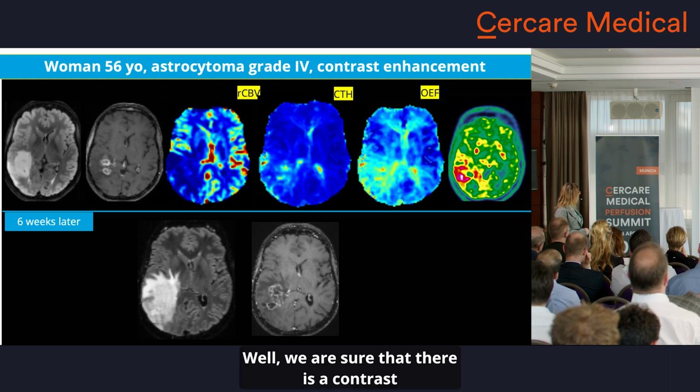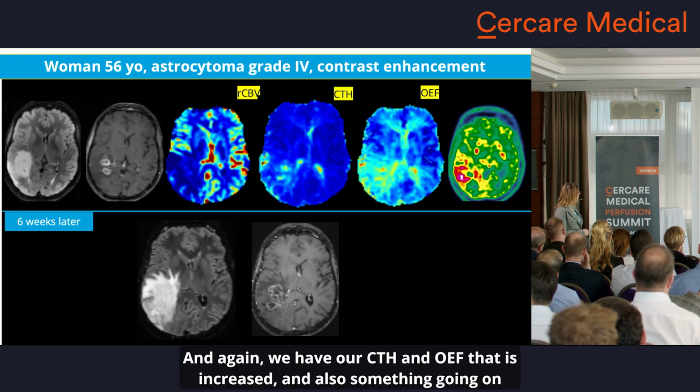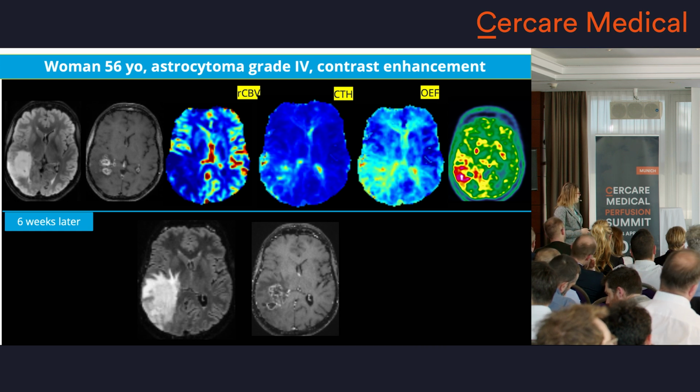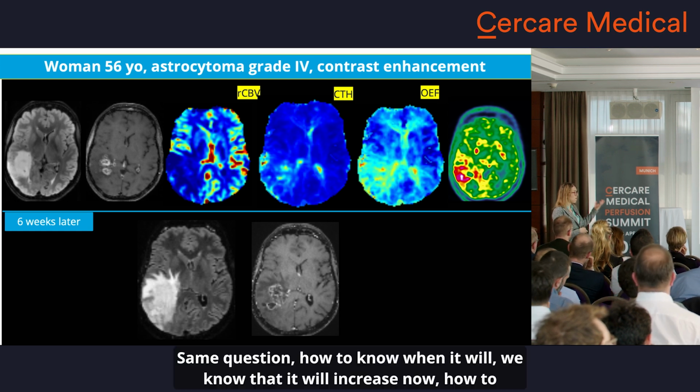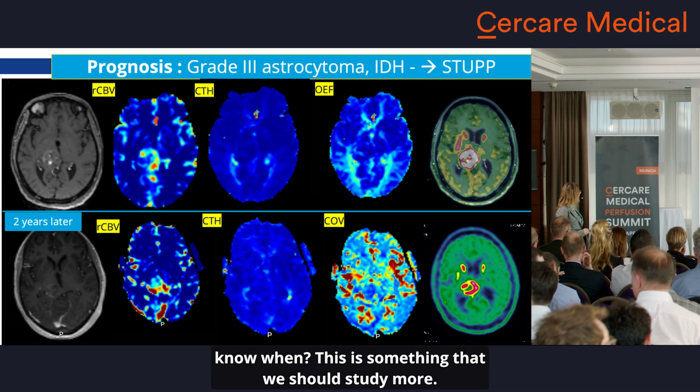And just also this case that is quite interesting here. Well, we are sure that there is a contrast enhancement, there is something happening, but no perfusion. And again, we have our CTH and OF that is increased, and also something going on in PET. And six weeks later, it's increased. So same question, we know that it will increase, but how to know when, this is something that we should study more.